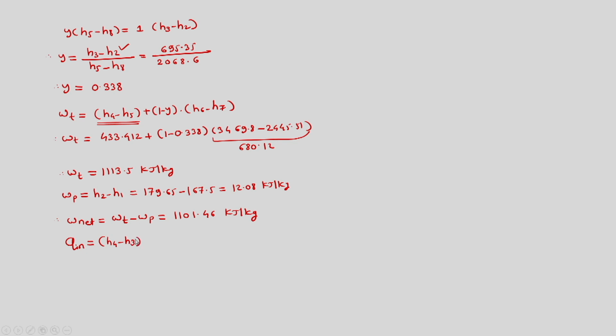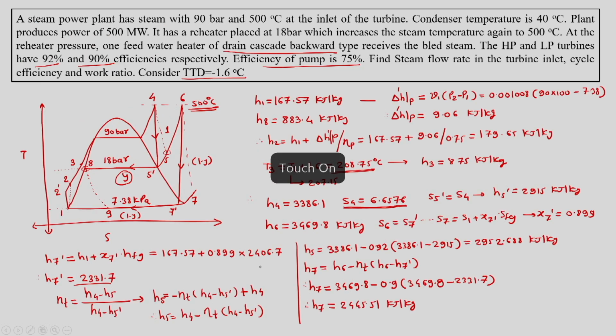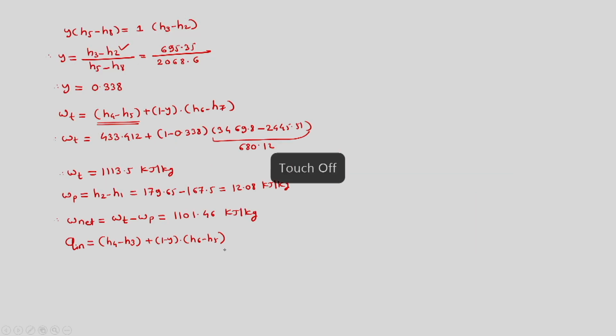Here we have Q in, which is the heat input to the cycle, and that is H4 minus H3 plus 1 minus Y into H6 minus H5. Here heat is added in two phases: H4 minus H3 is heat added in the boiler, and H6 minus H5 is heat added in the reheater. So we can put in all these numbers.